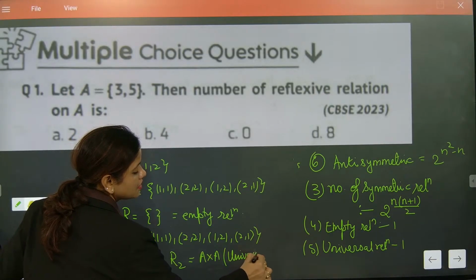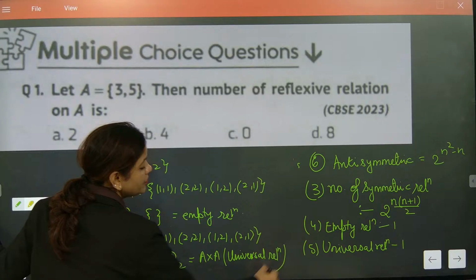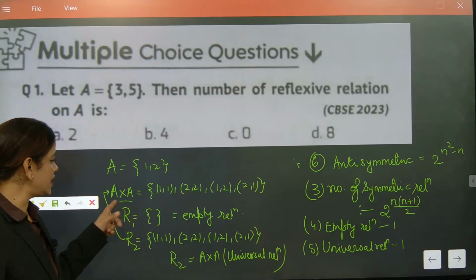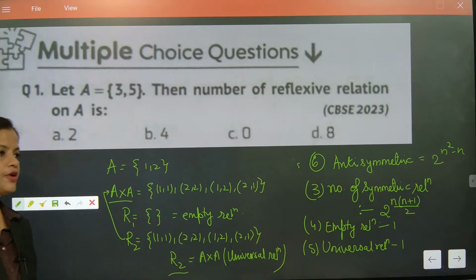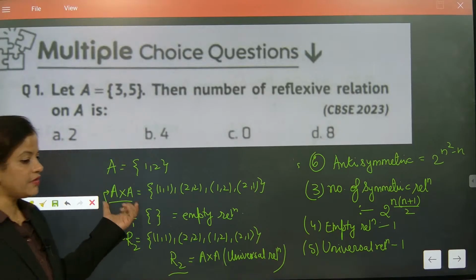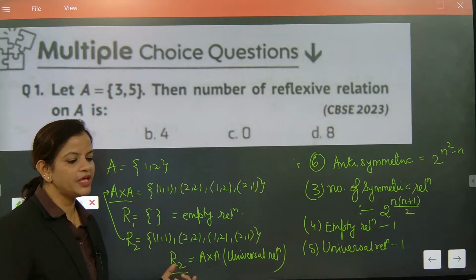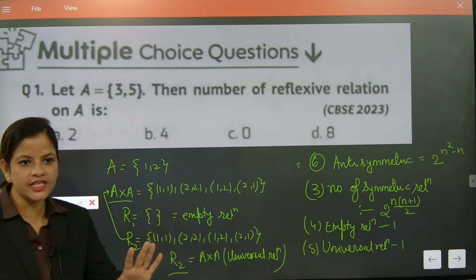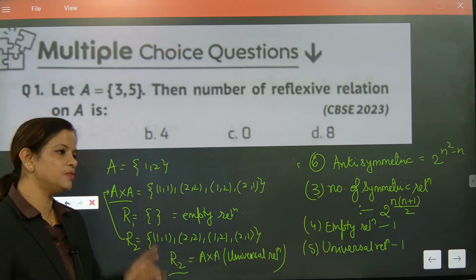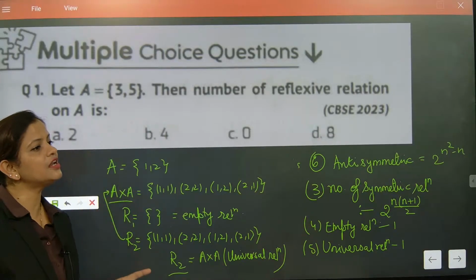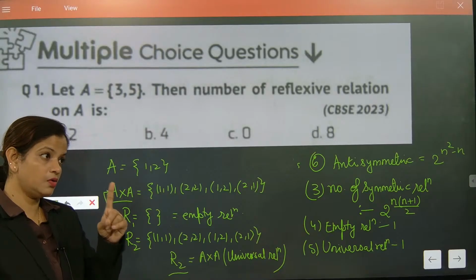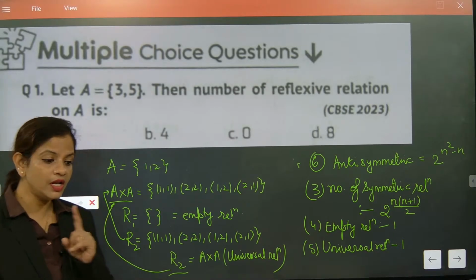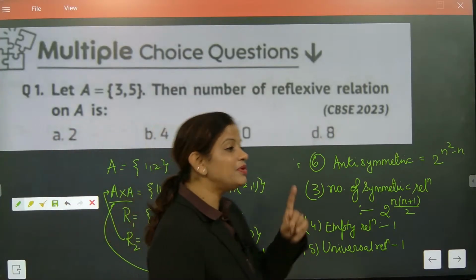This case, when it comes, is called a universal relation. What is the meaning of universal relation? A universal relation is that relation when A cross A becomes equal to R2. Whatever set elements are there, it becomes equal to R2. Now, is there any confusion? No. So how many empty relations are possible? One. How many universal relations are possible? One only. Only one case will be there when the relation equals A cross A, and only one case when the relation can be empty.